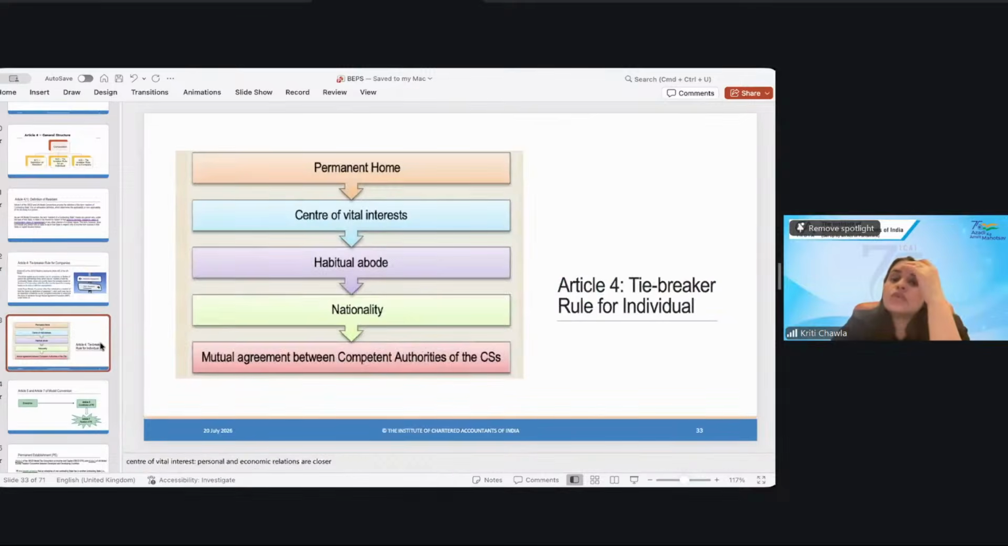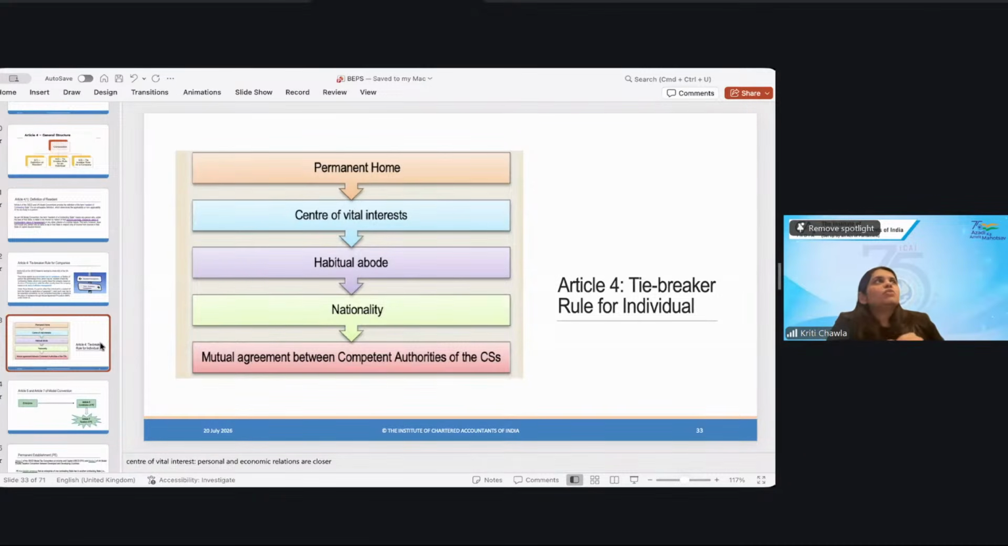But the tiebreaker rule for individuals is a little more specific. So what if an individual, because of the residential status rules of two countries, happens to be resident of two countries? Because the domestic laws of those two countries are such that they become resident in this country and they also become resident in the other country. For that, there is a tiebreaker rule for individuals as well.